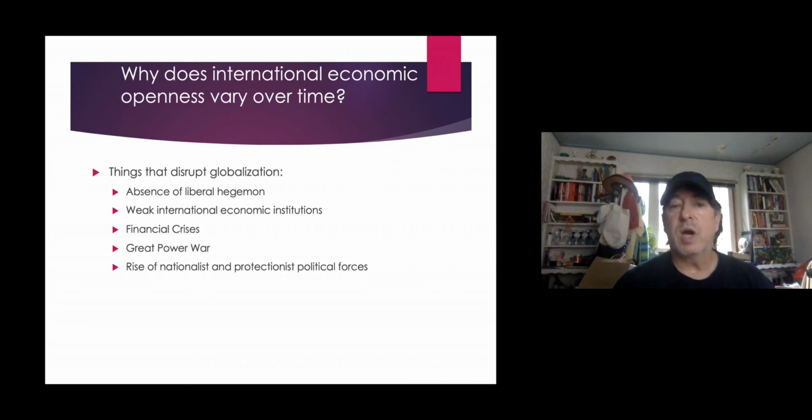And then finally, the rise of nationalist and protectionist political forces. So if there's no political consensus in favor of freer trade or globalization, if people are demanding tariffs to protect their home manufacturers, if they're protesting against immigration flows, or they turn against globalization of capital, then globalization will wither. So these are the five basic factors that can disrupt globalization.